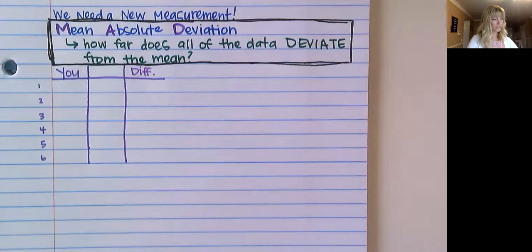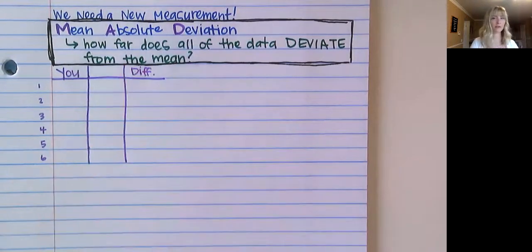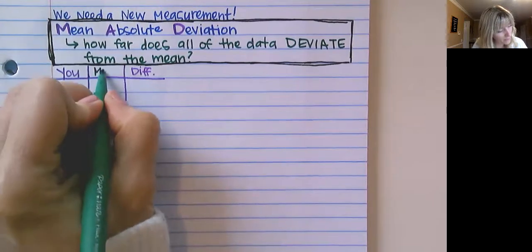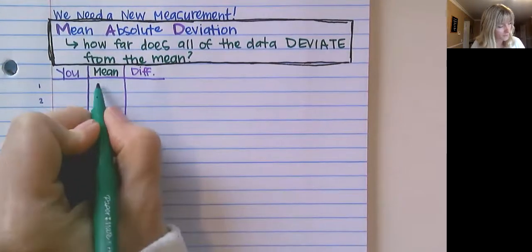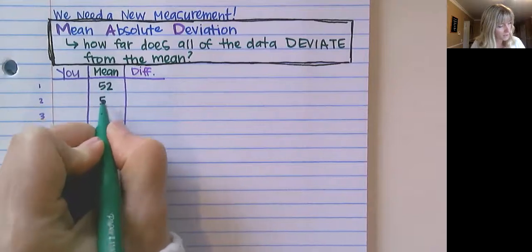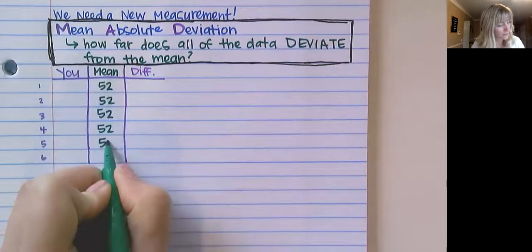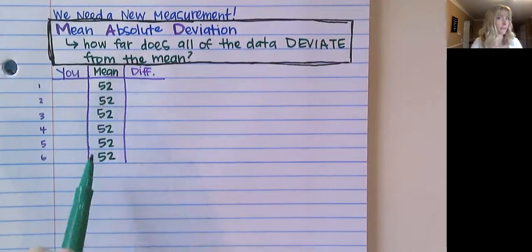Okay, here's what goes in the middle of this, because mean absolute deviation is how far does this stuff deviate from the mean. So I'm gonna just remind myself all the way down this. I know the mean, I calculated up there, it was $52. So I'm actually gonna write that same mean all the way down this middle column, because my question for all 6 pieces of data is, how far was I from this mean?